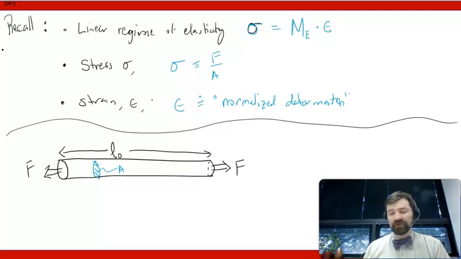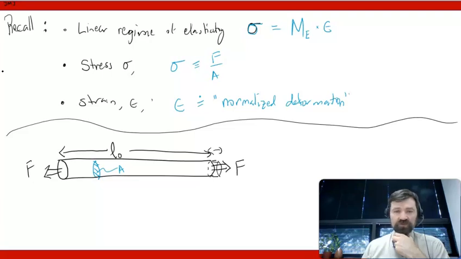For example, this could be a rod that is being held in a vise on one end and maybe being held in a vise on the other end, and one of the two vises is being pulled away from the other vise. And so what happens to this rod under these circumstances is that instead of staying at its initial length, it actually kind of stretches out a little bit.